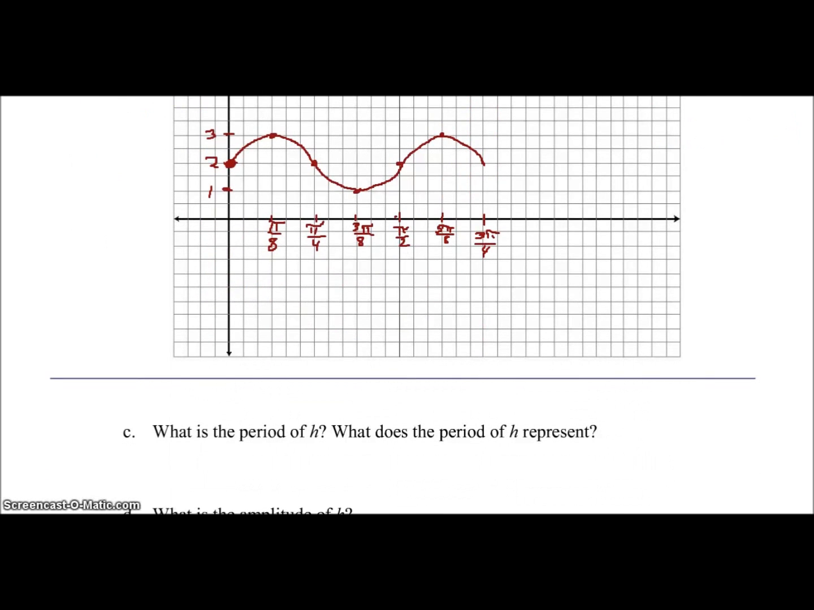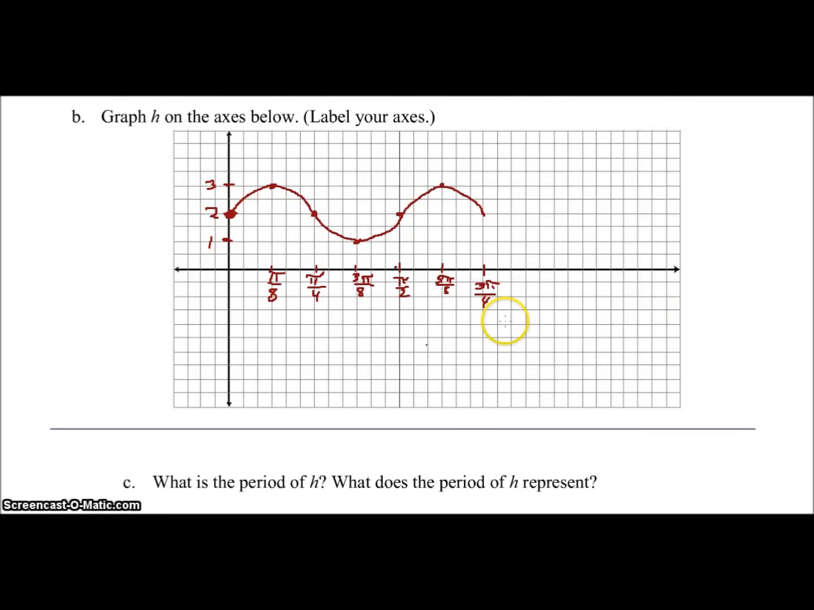So let's see what the questions are. What is the period of h? What does the period of h represent? So notice how long it took before we started repeating. What's the change in input values before we repeat? We go from this point to this point. That's one complete revolution, and you see that that's from 0 to pi over 2, so the period is pi over 2.